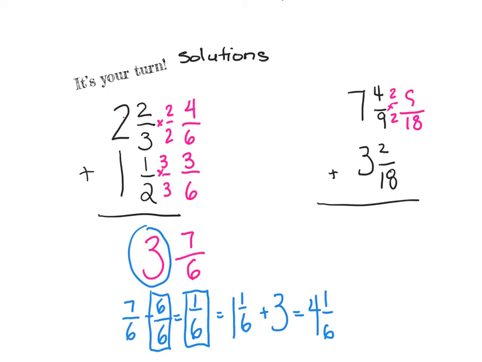4 times 2 is 8. Then we have 8 plus 2 is 10. This one is not going to be improper. And 7 plus 3 is also 10. So are we good to go here?